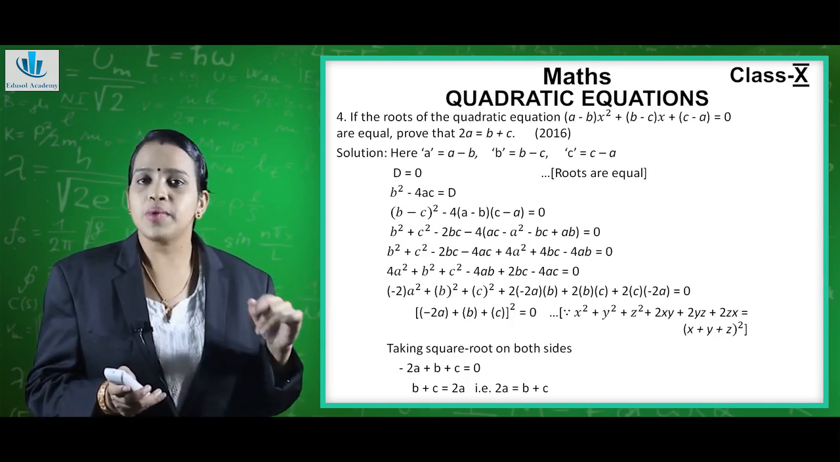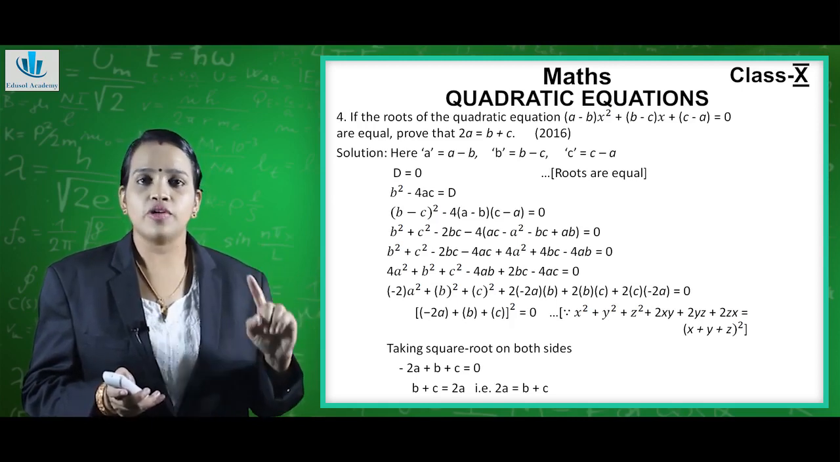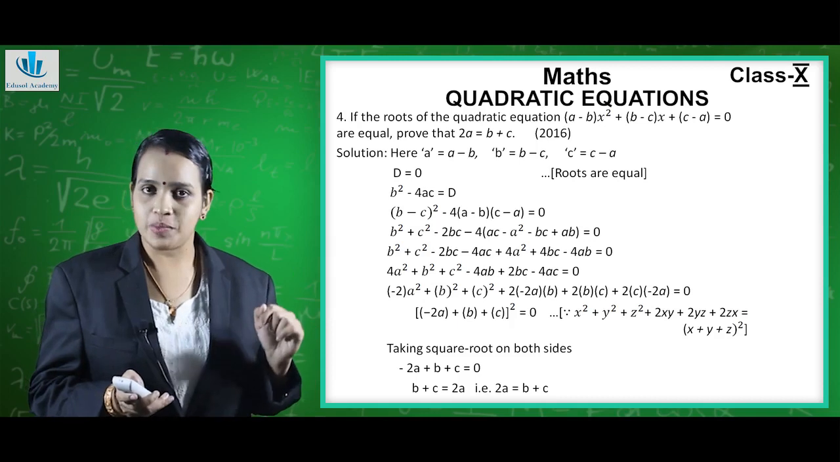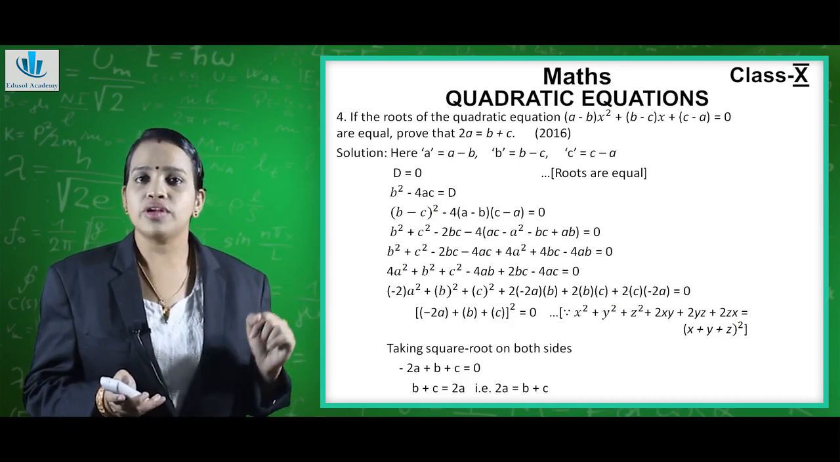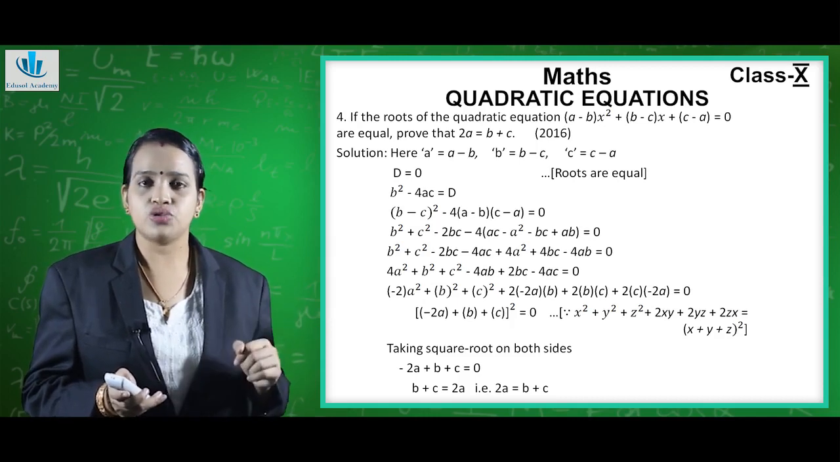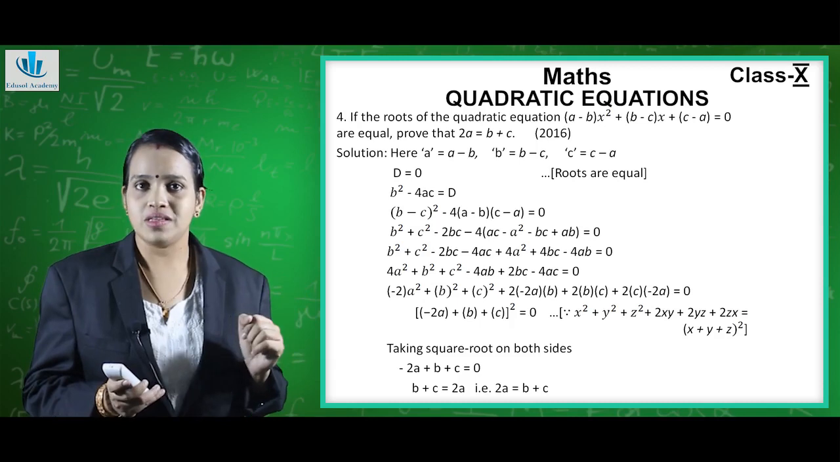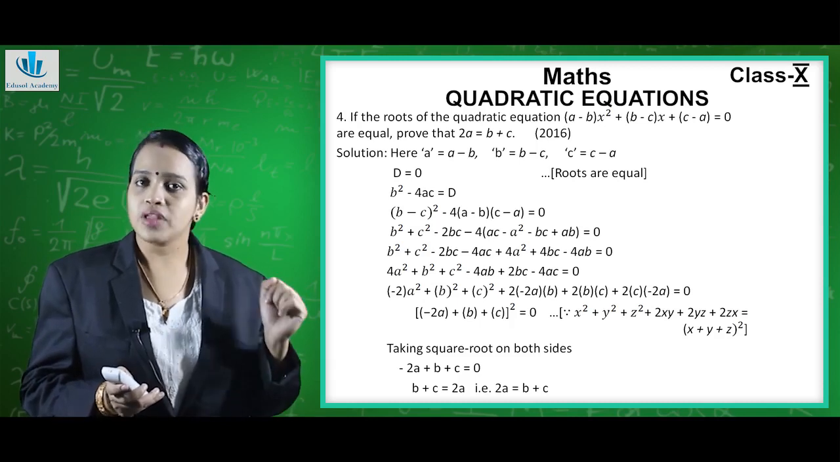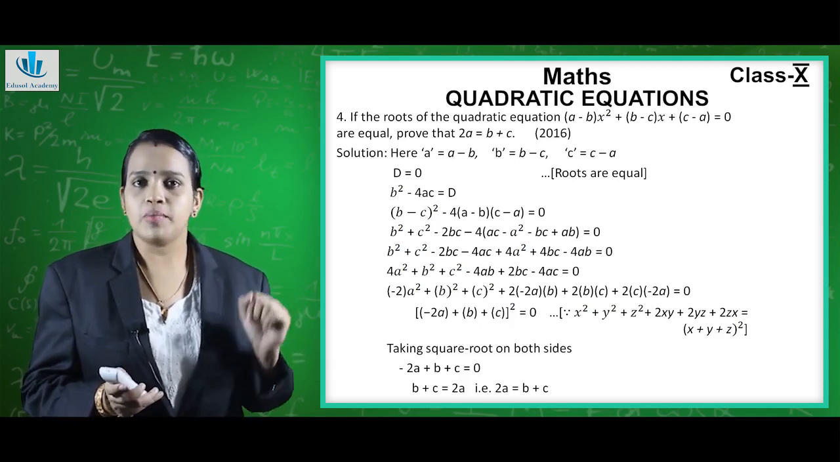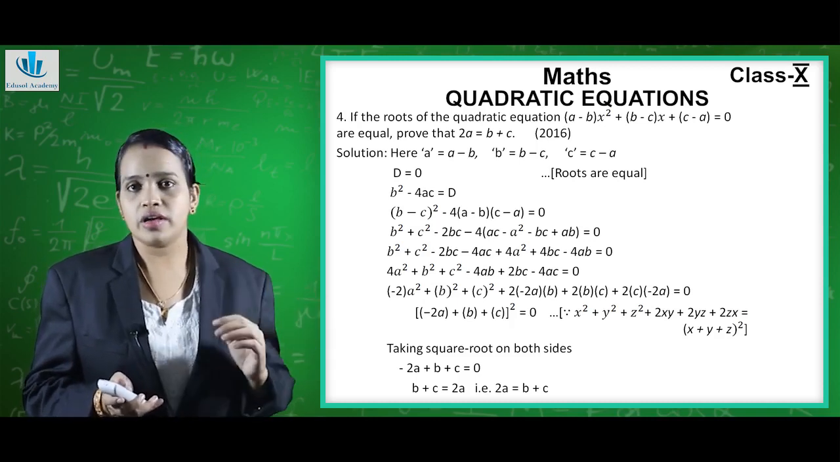Again we can solve here. It becomes b raised to 2 plus c raised to 2 minus 2bc. Again we have to multiply 4 with the bracket. It becomes minus 4 into ac plus minus 4 into minus a raised to 2, it gives plus 4a raised to 2, minus 4 into minus bc, it gives plus 4bc, minus 4 into ab, it gives minus 4ab. So is equal to 0. Now again we will solve it.